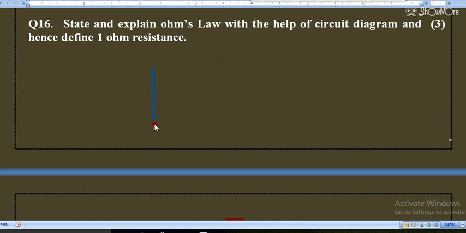So to define 1 ohm, first of all you have to know that ohm is the SI unit of resistance. So resistance will be equal to V by I. Let's take the value of potential equal to 1 and I equal to also 1. So 1 by 1 will be equal to 1. From here you have to give the definition of 1 ohm.